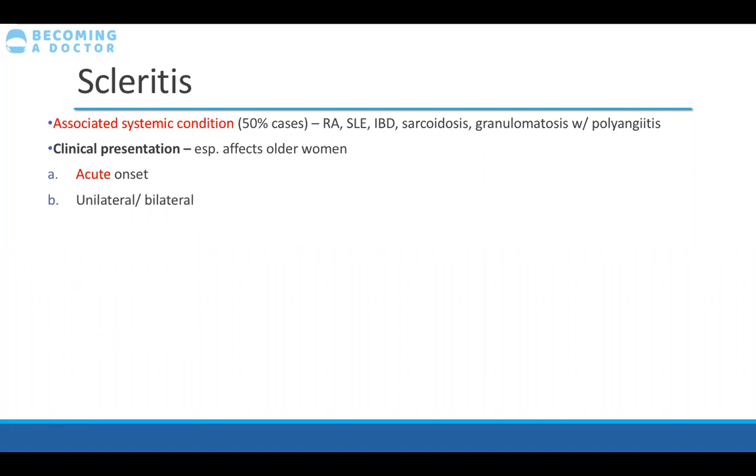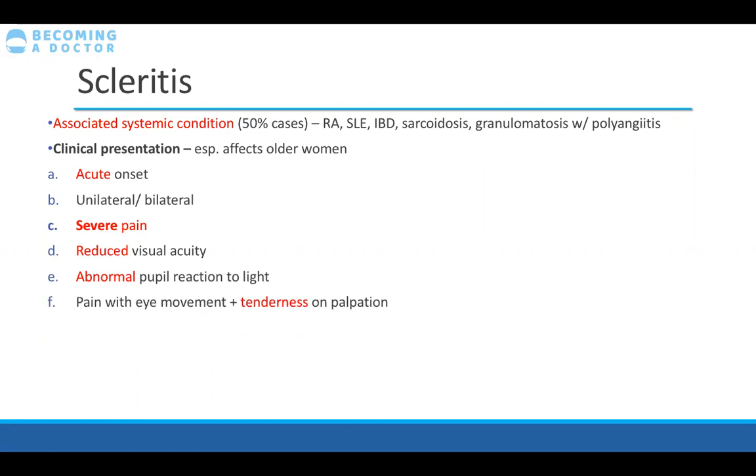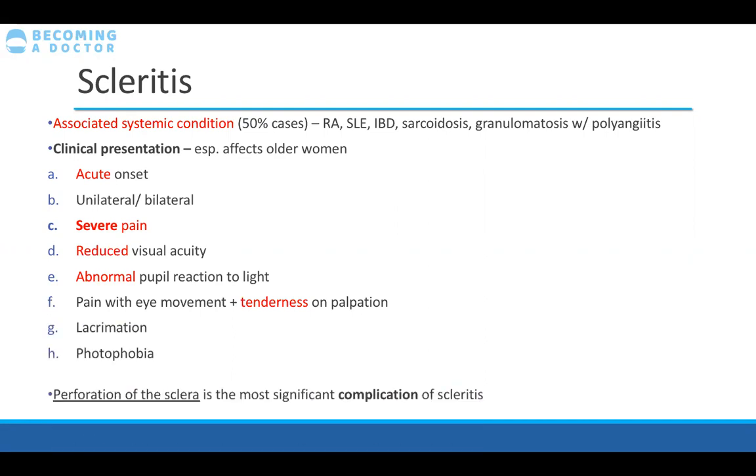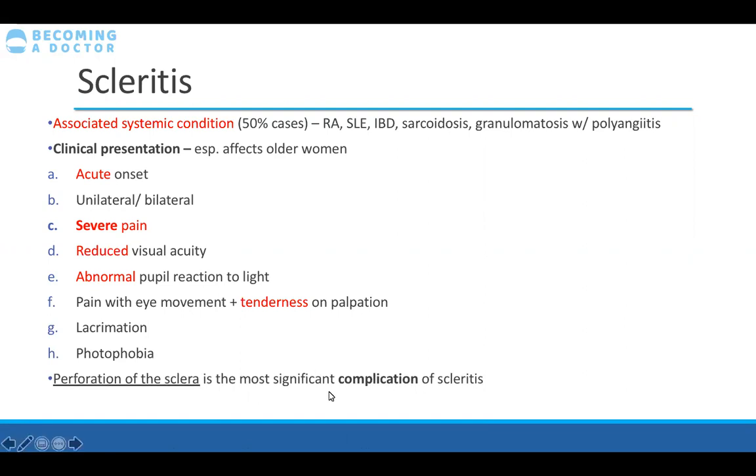It can be unilateral or bilateral. Someone presents with severe pain, reduced visual acuity, abnormal pupil reaction to light, pain with moving the eye, tenderness on palpation, and lacrimation and photophobia. An important complication to note of scleritis is perforation of the sclera.